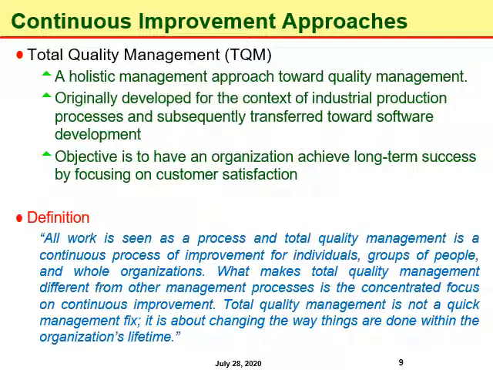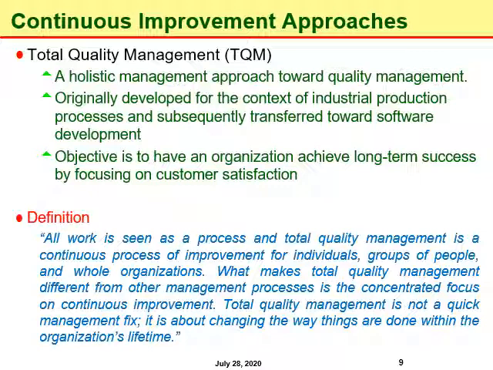Here we discuss another approach for continuous improvement, which is called total quality management, that is TQM. TQM is a holistic management approach toward quality management, and in particular, a continuous improvement within an organization. The TQM approach was mainly developed in the context of industrial production processes. Although classic production processes and software development processes do differ, it was possible to transfer basic TQM concepts to the domain of software development.